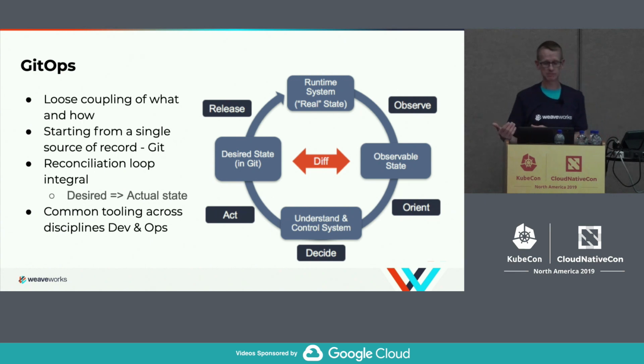To achieve that setup, we have this loop that says, okay, you get your state in Git, you release that, and it goes into your runtime system. You observe what the system's doing based on that. You diff the desired state versus the actual state, trying to figure out, do these match? If they don't, I need to take corrective action.